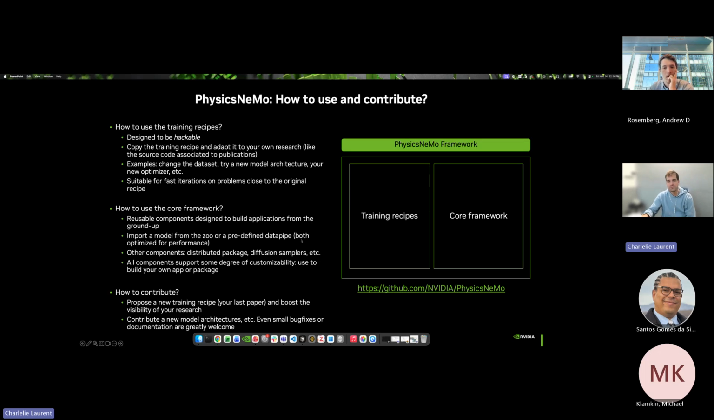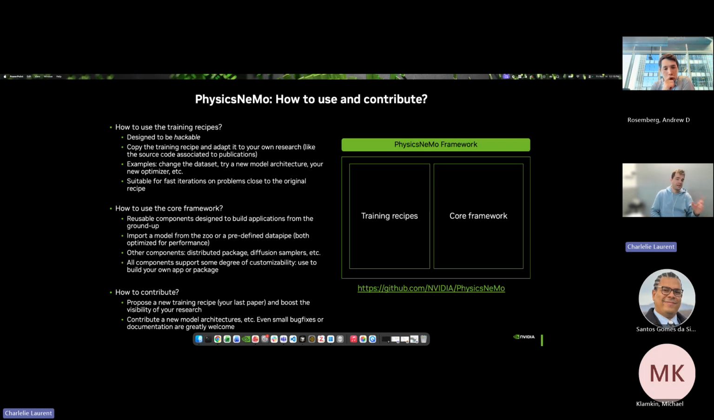So how do you use the train recipes? They are designed to be hackable, so it's supposed to be easy to hack them. What it means is that you can copy and paste the training recipe and customize it to your own needs. For example, one of the most common customizations is swapping the training dataset. People will use the same training recipe, but say, I want to apply it to almost exactly the same problem, but with a different dataset. And they will just swap it. This is very, very easy to do.